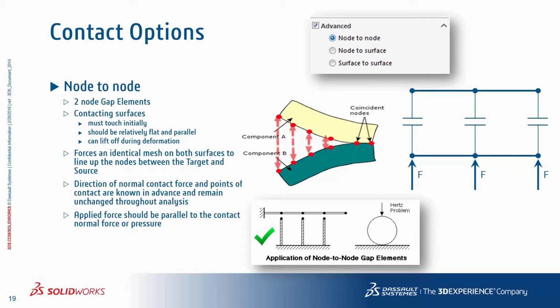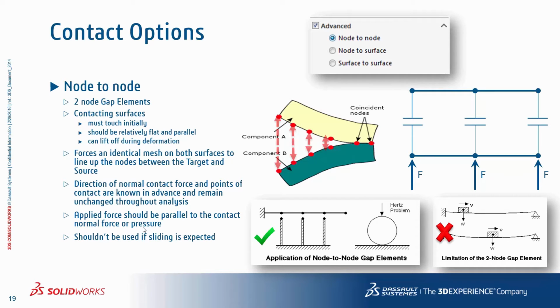Now, another requirement of using node to node is that the applied force should be parallel to the contact normal force or pressure. What that means is if you have a force going from one body to the other body in tension or compression, node to node might actually work great. Otherwise, if you end up having some sort of shear loading between the two faces, the node-to-node formulation might still work, but the results might be unrealistic.